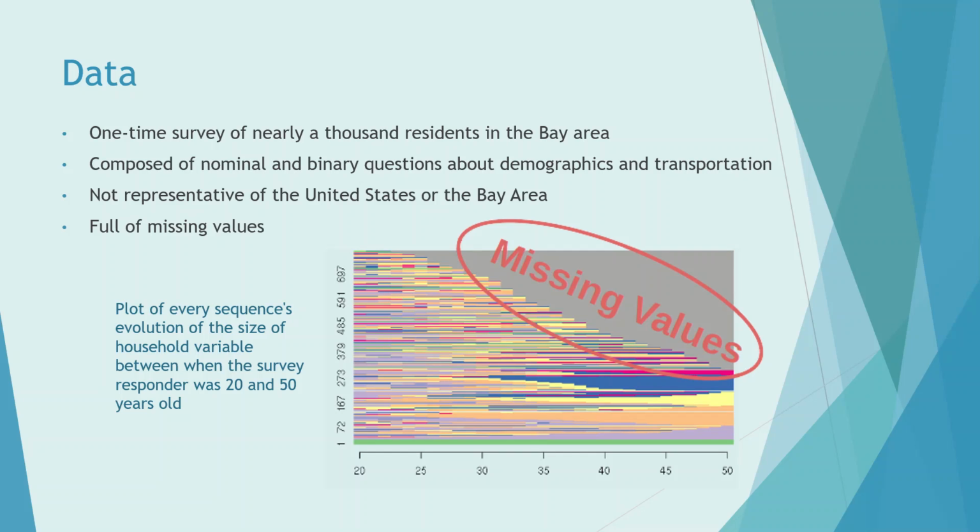a respondent's travel habits. The sequence plot shown here is composed of more than 700 respondent sequences stacked one on top of the other. This particular one shows the number of children respondents had for each year from between the ages of 20 to 50. We have several more similar plots showing different variables.